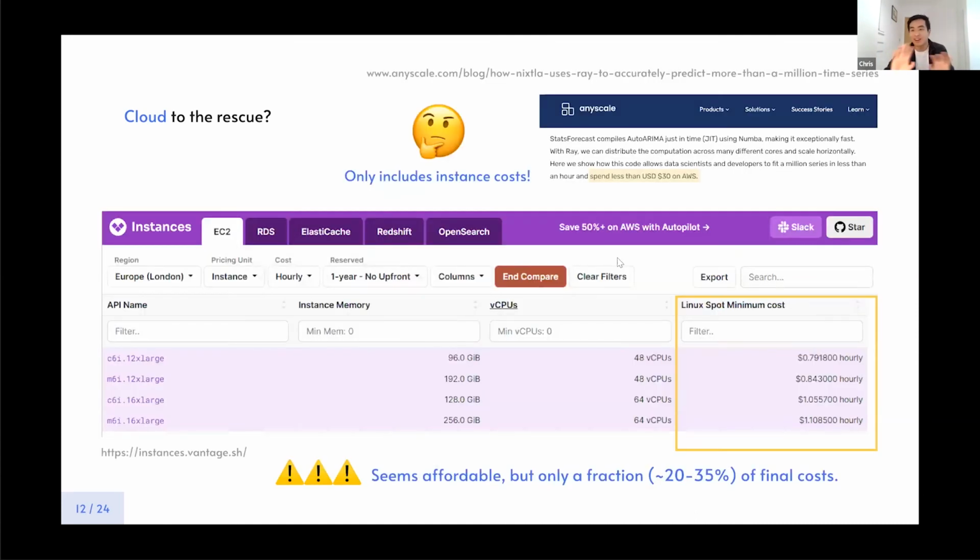I'll finish off the conclusion for that, but essentially, beware of these hidden costs when you're trying to distribute. The cloud may not be your savior. Distributed compute may not be your savior.